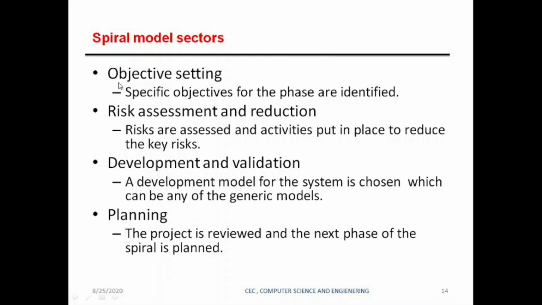In design and implementation also you will see objective setting, risk assessment and reduction, development and validation, and planning. Here also, after development and validation of the design and implementation is done, it is planned for the next stage, which is validation. In validation also there are objective setting, risk assessment, development and validation, and planning. Next, the evolution also has the same 4 steps applied. So this is what we see in the spiral model.